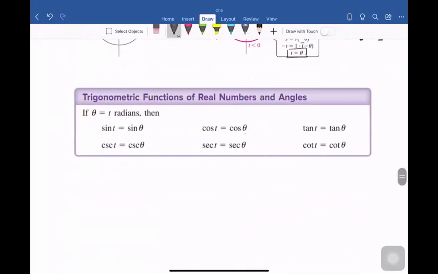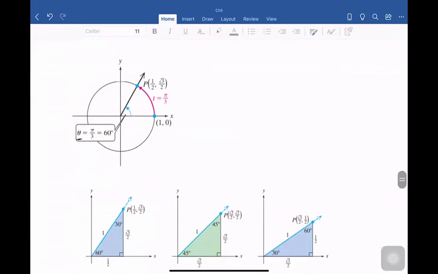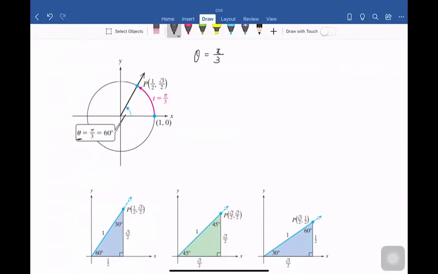Okay, here it shows you the 6 trig functions. Since theta equals t radians, sine t equals sine theta, cosine t equals cosine theta. So you just read this table, pause the video and read the table. Let's see the next one. If they provide us an angle theta, if they say theta equals pi over 3, I can also say that's 60 degrees. Can you find the point?